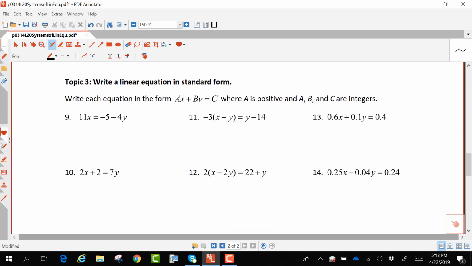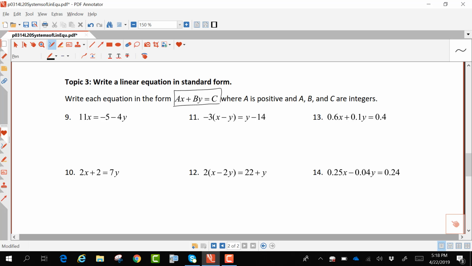Let's move to the next topic, which is topic 3. It states to write the equation in the form, or the standard form, of ax plus by equaling c. The a, b, and c are numbers, and it states that the a must be positive, and a, b, and c, the numbers, must be integers. So integers do not include fractions. They can be positive or negative, but no fractions and no decimals.